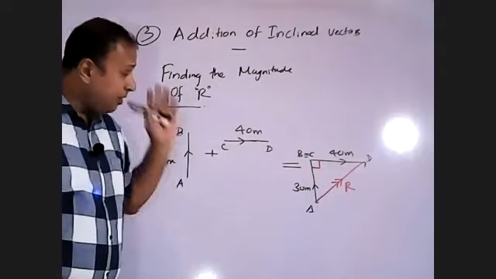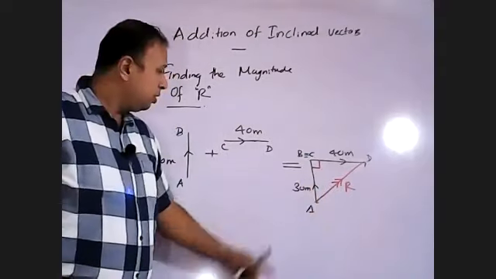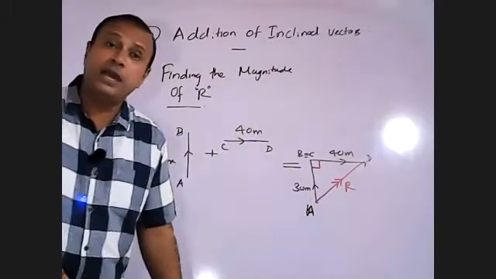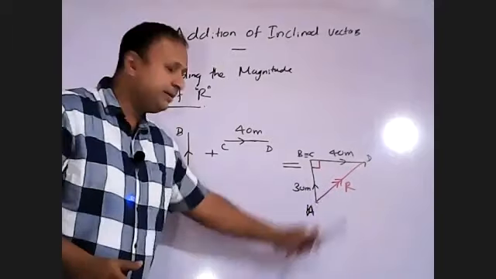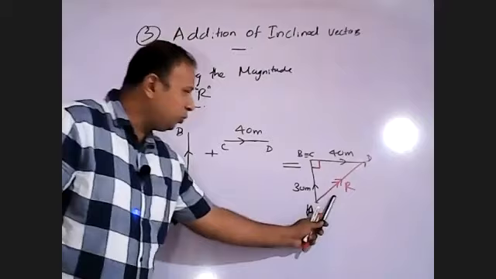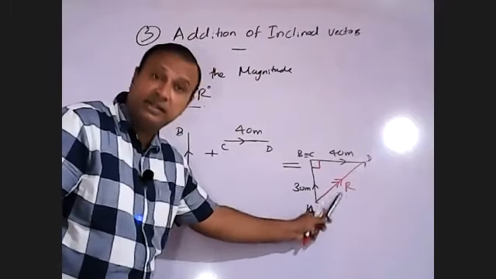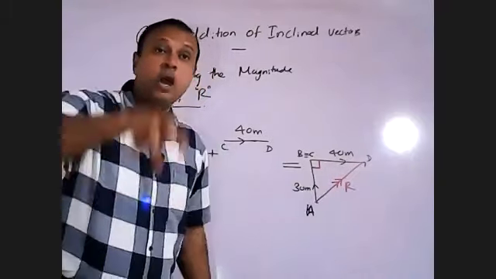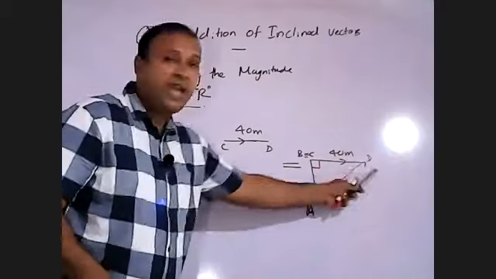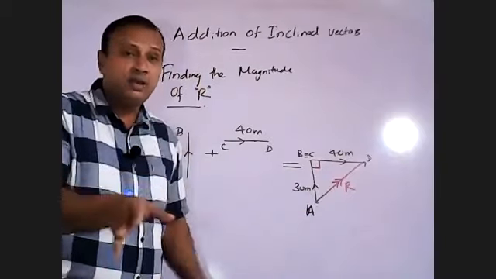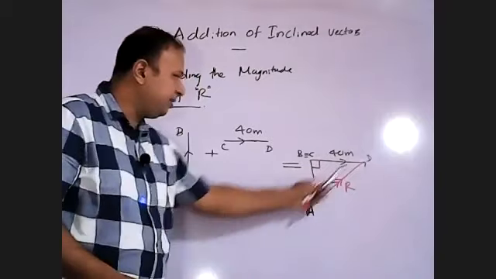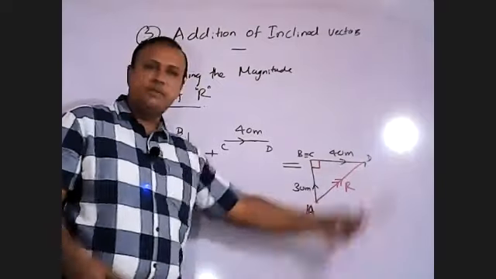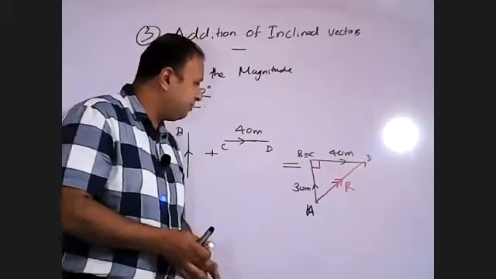Now you can use your trigonometric knowledge to calculate the magnitude of R. How to calculate the magnitude of AD? The magnitude of the resultant vector is equal to the length of AD. So finding the magnitude of resultant force is finding the length of AD. So how to find the length of AD? Yes, simple thing. You have to use Pythagoras theorem.